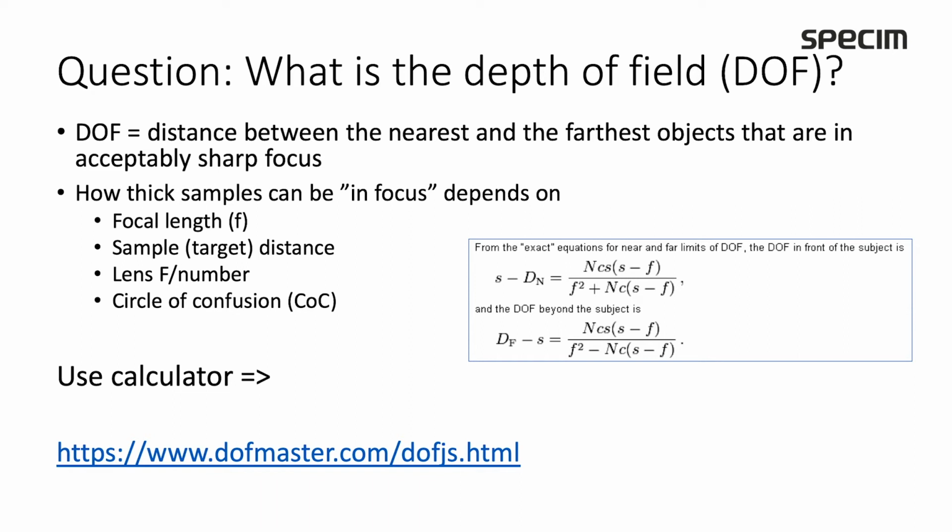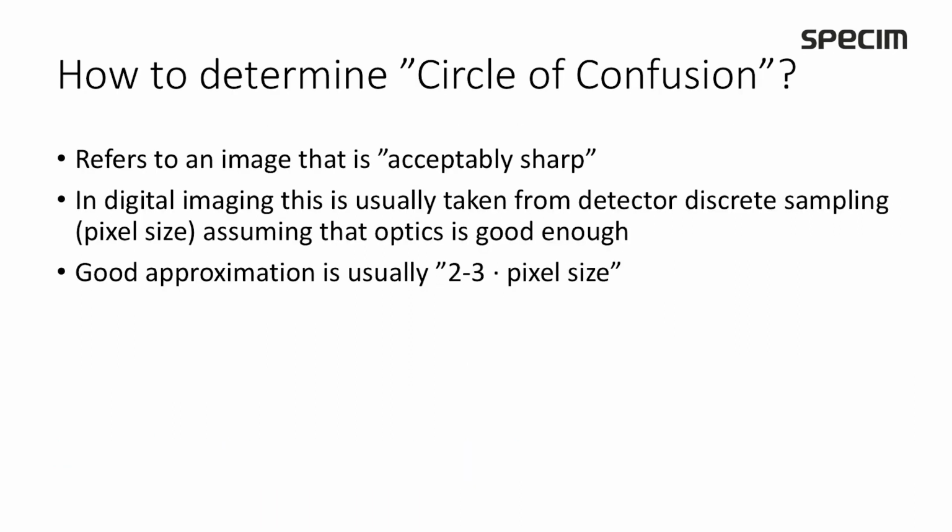Now, what is circle of confusion? Circle of confusion refers to an image that is acceptably sharp. And in digital imaging, where we have discrete pixel sampling, we usually take the pixel size. And taking the Nyquist criteria, we can assume that if the optics is good enough, our front objective and the lenses, then the image quality is good if our circle of confusion is about 2 to 3 times the pixel size.